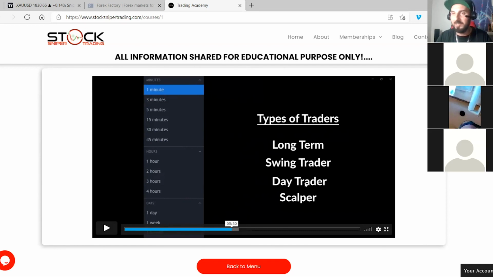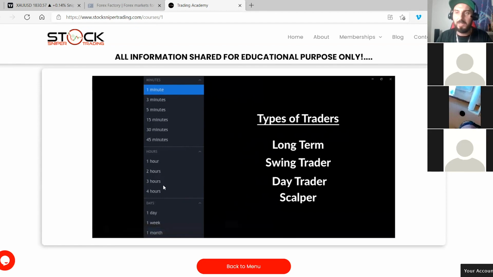These guys are looking to hold, but they're looking at the daily and 4-hour candlesticks. And then we have day traders. Day traders are trading hour candles, 45-minute candles, 30-minute candles. They're looking to get in, hold for a couple hours, and get out, but they're not looking to hold overnight.